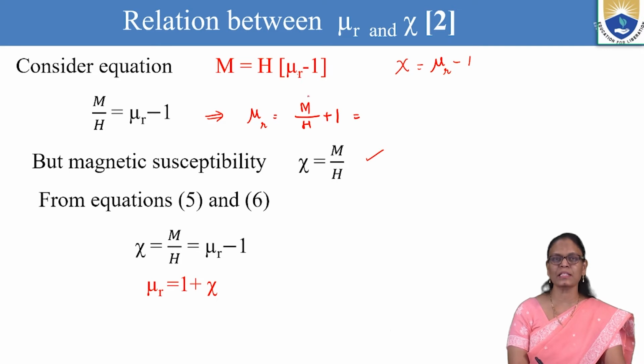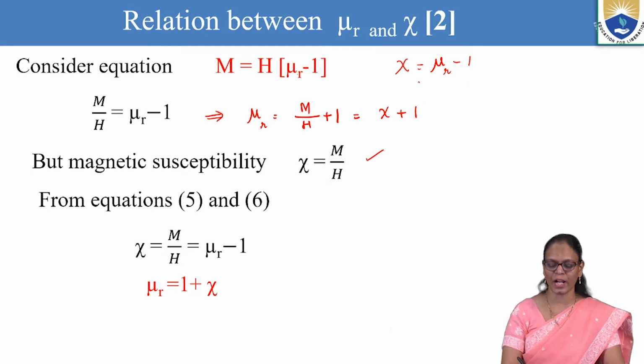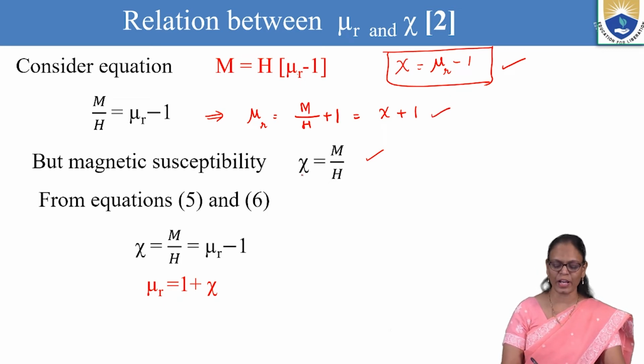So this simply implies mu r is equal to M by H plus 1. Or M by H is nothing but chi, so this will be chi plus 1. So when mu r is equal to chi plus 1, chi will be equal to mu r minus 1. So to get one value from the other, we have chi is equal to mu r minus 1 or mu r is equal to chi plus 1. And we have already seen chi is equal to M by H. So mu r is equal to 1 plus chi.